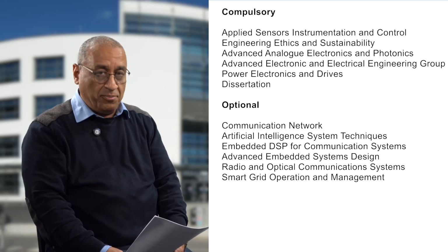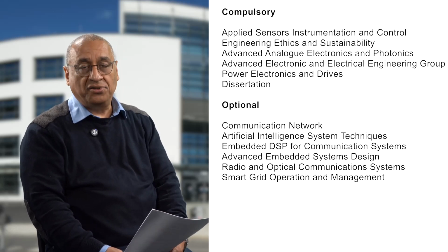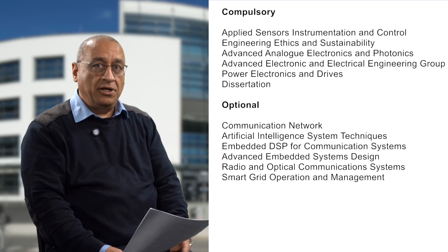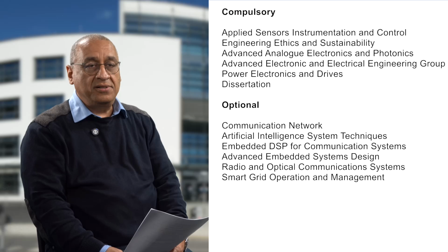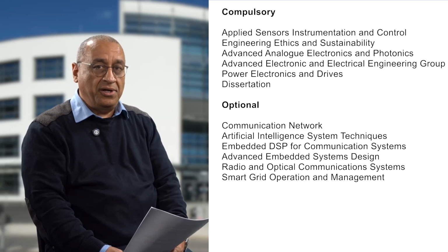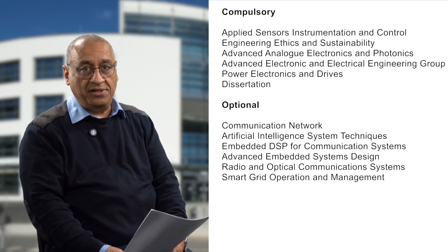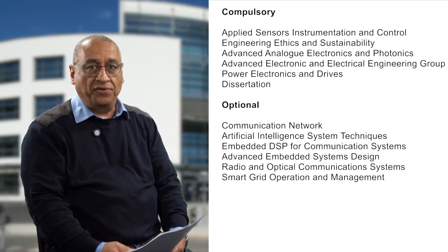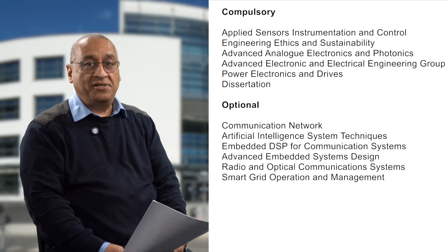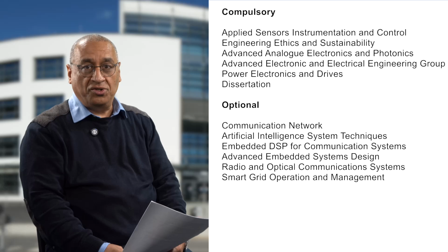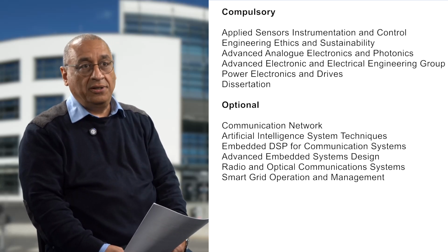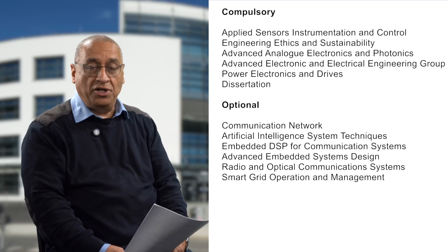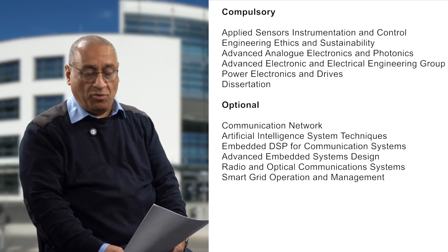And also we have the project and/or dissertation, which go through the 2 semesters. On top of that, the students can choose 3 other optional modules, from quite a range of things. Those who are interested in communication can choose some modules from communications. Those who are interested in artificial intelligence can choose modules from there.